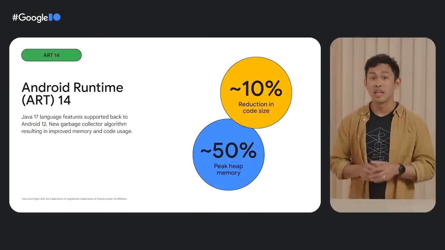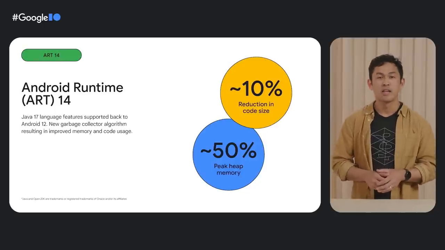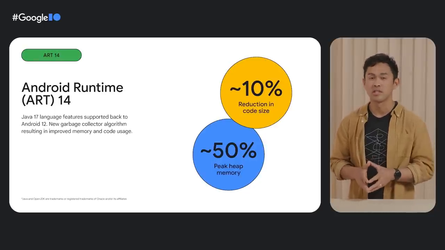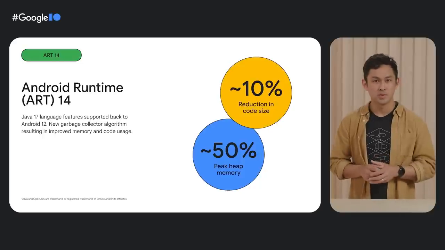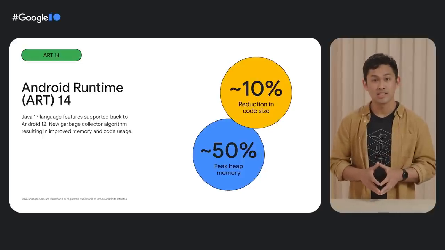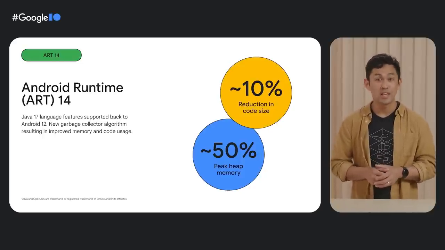The latest version of the Android runtime, ART 14, introduces improvements such as support for version 17 of the Java language, and a new garbage collector, which results in a 10% reduction in code size and up to 50% in peak heap memory. Over the past few years, we've also been investing in updatability.